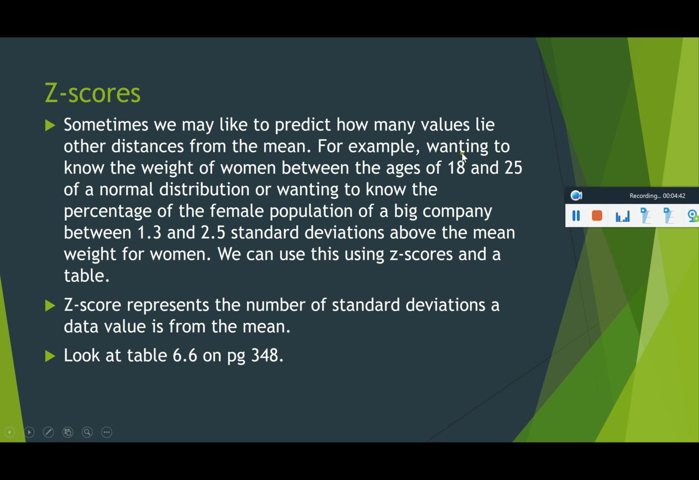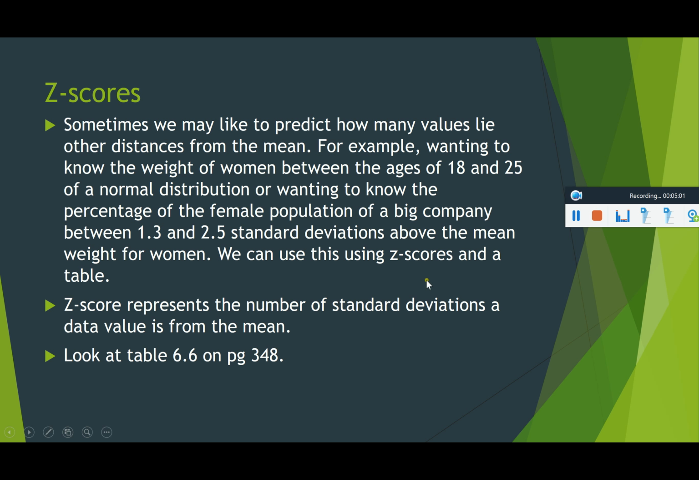All right, so z-scores. Sometimes we have different distances, not just one standard deviation or 2 or 3. For example, wanting to know the weight of women between the ages of 18 and 25, or if you want to know between 1.3 and 2.5 standard deviations.